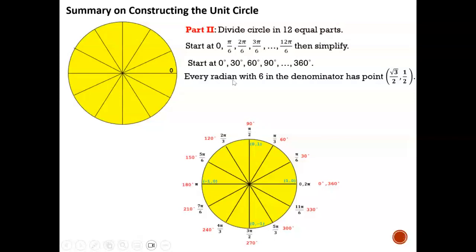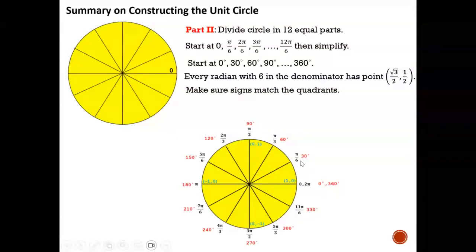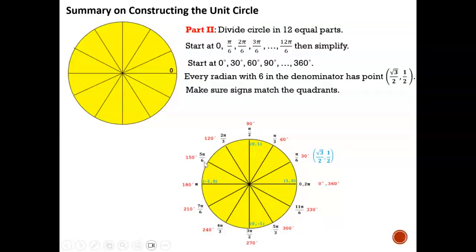Now, every radian with a 6 in the denominator, this is my point. So it's going to be at pi over 6. Make sure that signs match the quadrant, so both are going to be positive. At 5 pi over 6 is going to be negative, positive. At 7 pi over 6 is going to be negative, negative. At 11 pi over 6 is going to be positive, negative.